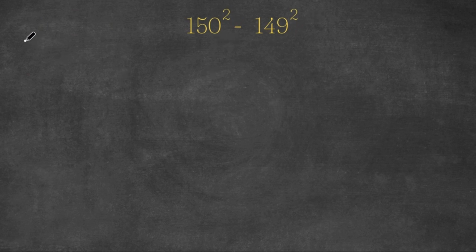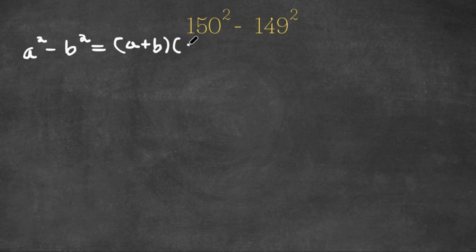Now, if we have something in the form a squared minus b squared, this can actually be written as a plus b times a minus b.